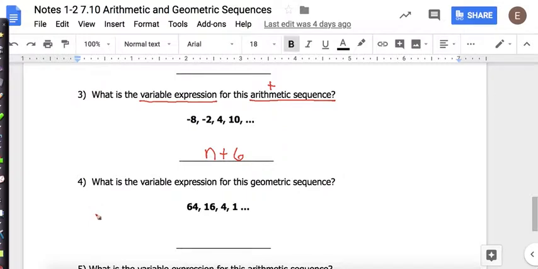Okay, let's look at number 4. What is the variable expression for this geometric sequence? Now, I can see the numbers going down, and if I remember, geometric sequence is a multiplication pattern. So I'm thinking, okay, what number am I dividing by here? That will help me figure out the fraction. So let's look here, 64 to 16, 16 to 4, 4 to 1. It might be easy to figure out these two. How do you get from 16 to 4 using division? Divide by 4. 4 divided by 4 is 1. And then, of course, 64 divided by 4 is 16.